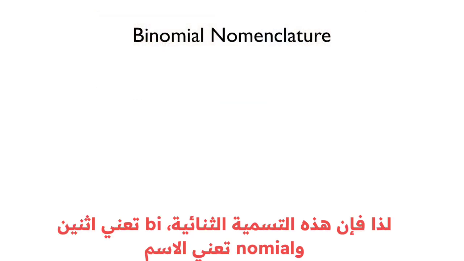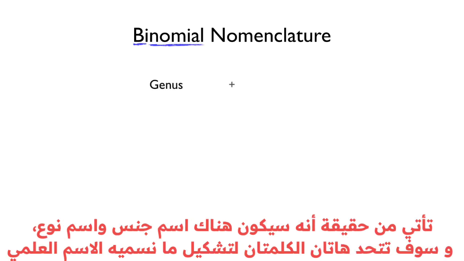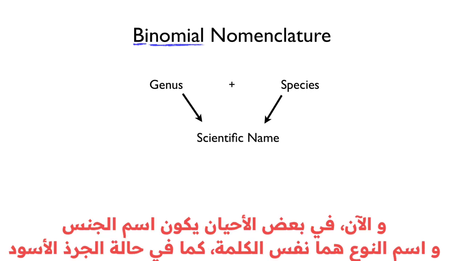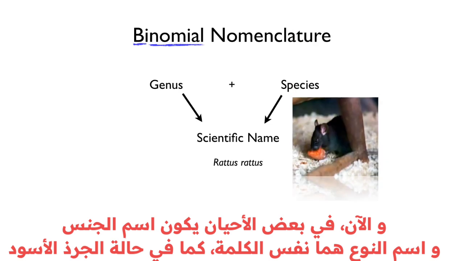So this binomial nomenclature, bi means two and nomial means name, comes from the fact that there is going to be a genus name and a species name, and these two words will combine to form what we call the scientific name.